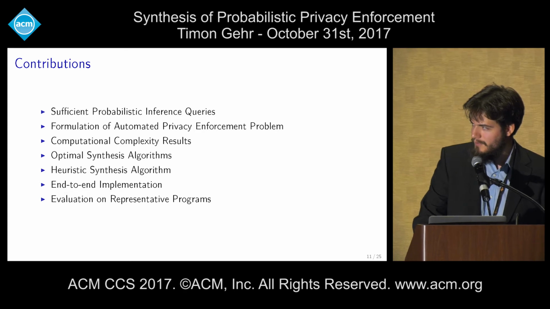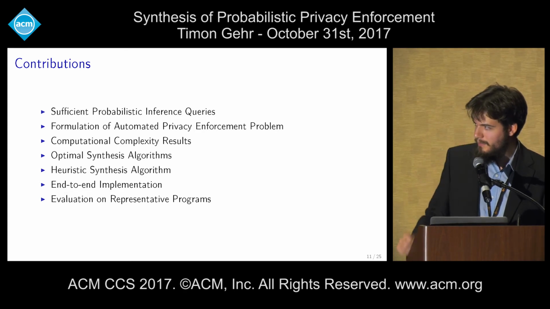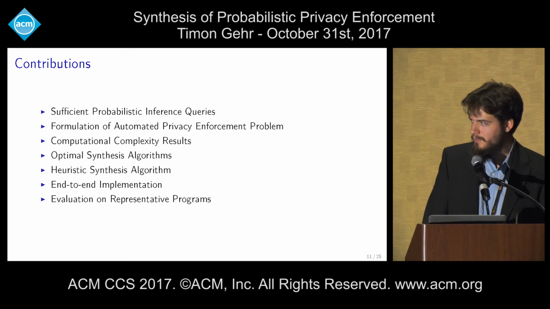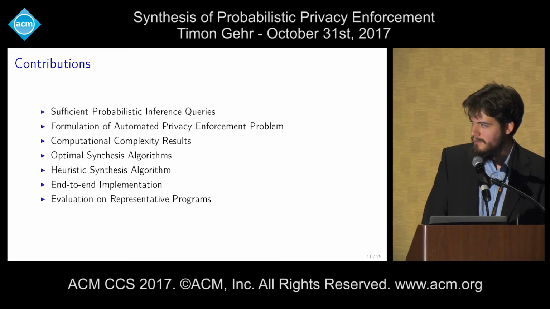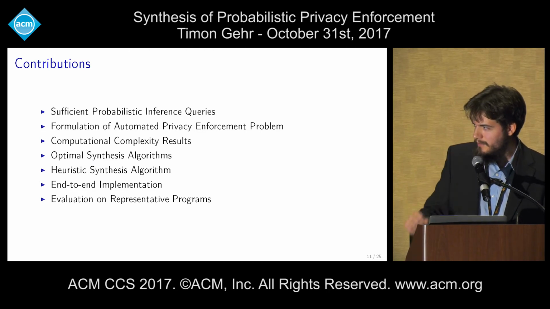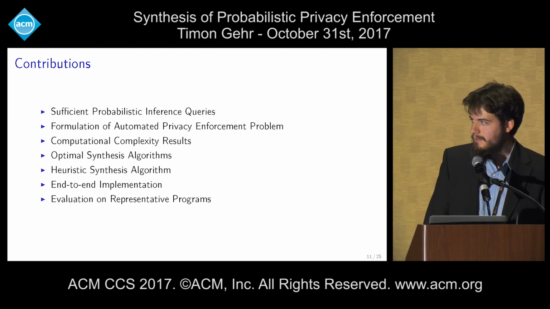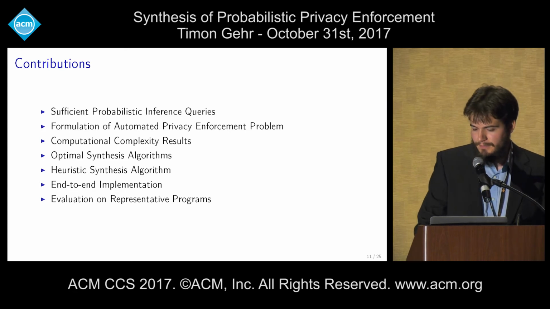The contributions of this paper are that we formulate some probabilistic inference queries that are sufficient for our purposes. And we formulate the automated privacy enforcement problem, which is what you've seen here, right? Then we have some computational complexity results on this privacy enforcement problem. We show optimal synthesis algorithms and a heuristic synthesis algorithm. We implement everything and evaluate it on representative programs. So first, let me show how we represent the input information.